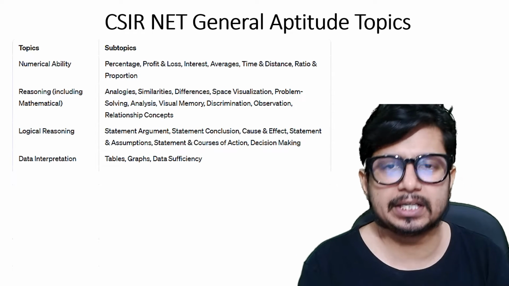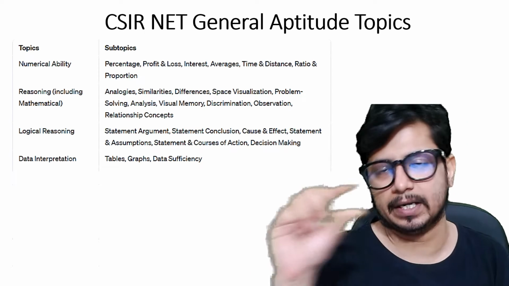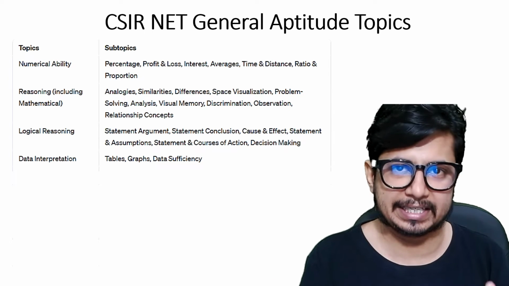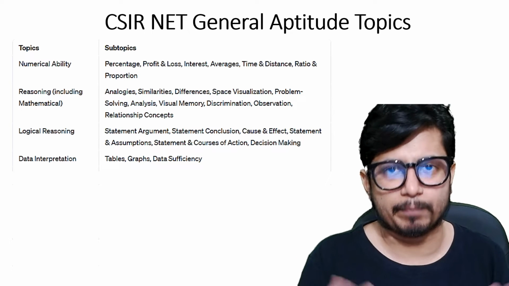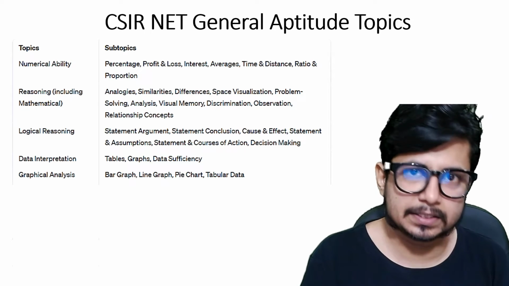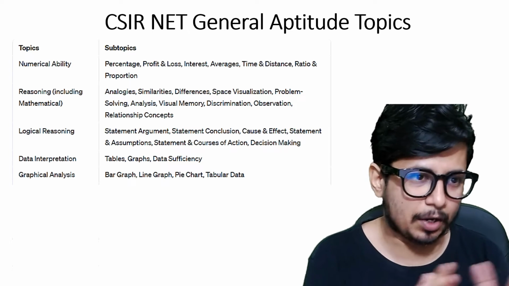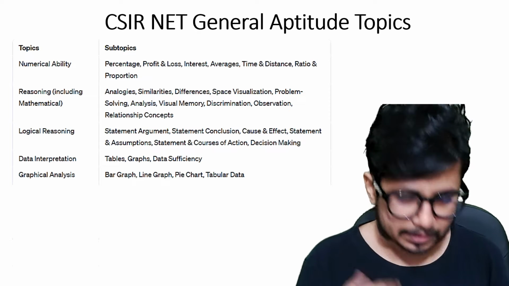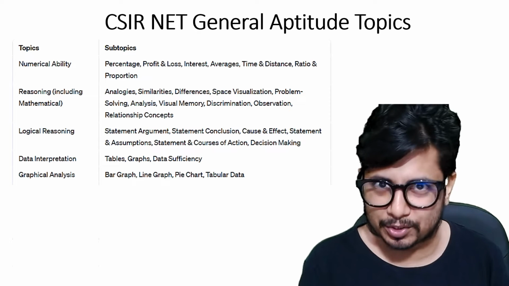Then data interpretation comes, like tables, graphs, and data sufficiency. So they'll give you a little question and then tell you whether this data set provided in the question can sufficiently answer the question or not, like that. Graph, any kind of graph, be it a pie chart, bar chart, or any kind of charts. Then comes graphical analysis, where you have bar graph, line graph, pie chart, tabular data, all this, which is also under data interpretation. So particularly graphical analysis of the data interpretation, and this is very, very important. You can get multiple questions from this topic alone.